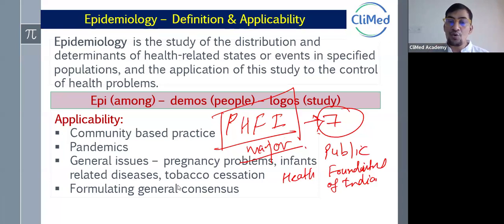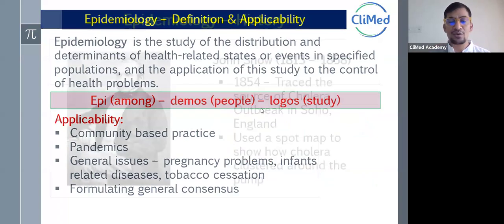You know, who did all the COVID studies in India along with ICMR? ICMR was just fixing the guidelines. ICMR was looking at the clinical part, but all the public health epidemiological studies were done by PHFI. Understand that? You should know this. PHFI, Public Health Foundation of India. Okay, now let's go next.